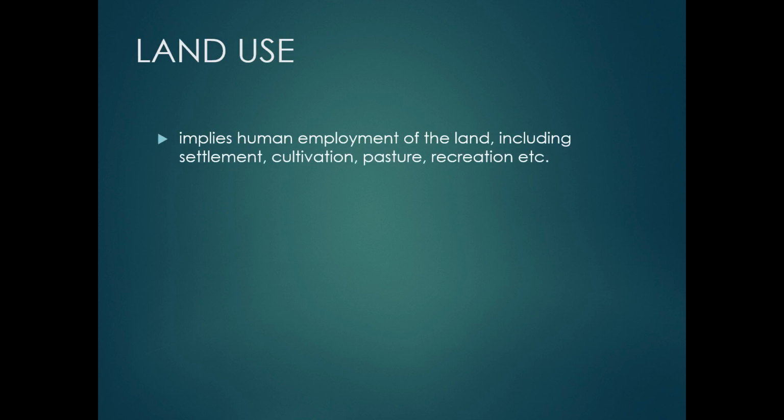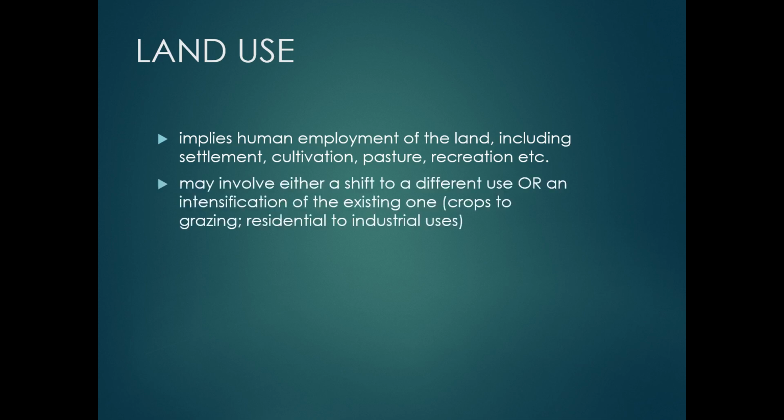So, as a quick review, if you remember, land use refers to the human use of the land in terms of how humans are actually using that area for their own purposes. So it might include settlement, it might include cultivation, it might include pasture land, it could include recreation. So as you can see, the term land use refers to the human use of the land.